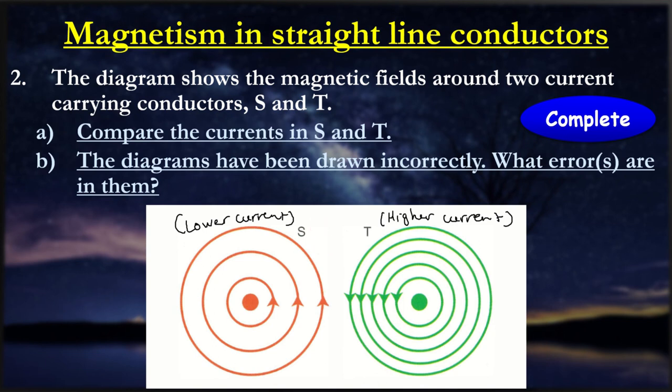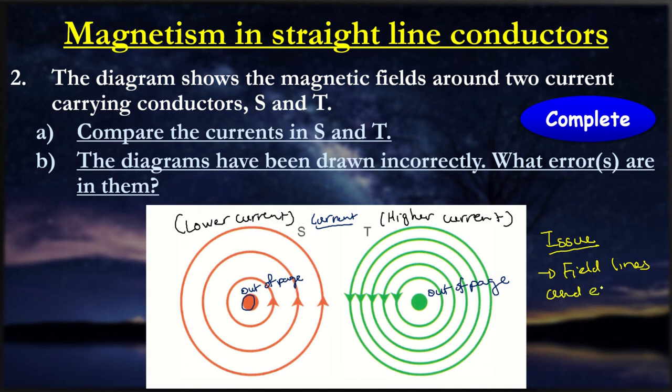Oh, also, the other thing I didn't mention, we can also see that the current in this example, if we're looking at this dot here, is coming out of the page. So out of page, and this one is also out of page, like so. Now if we try and compare the two, we can see that there is an issue, and that's the field lines are equally distanced.